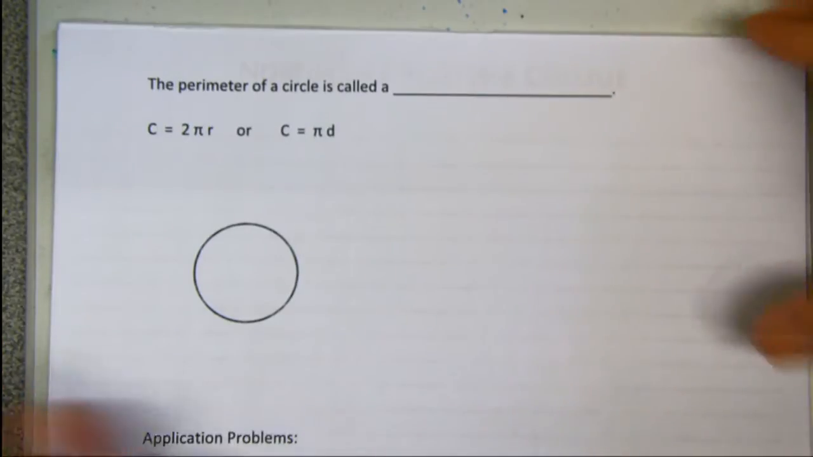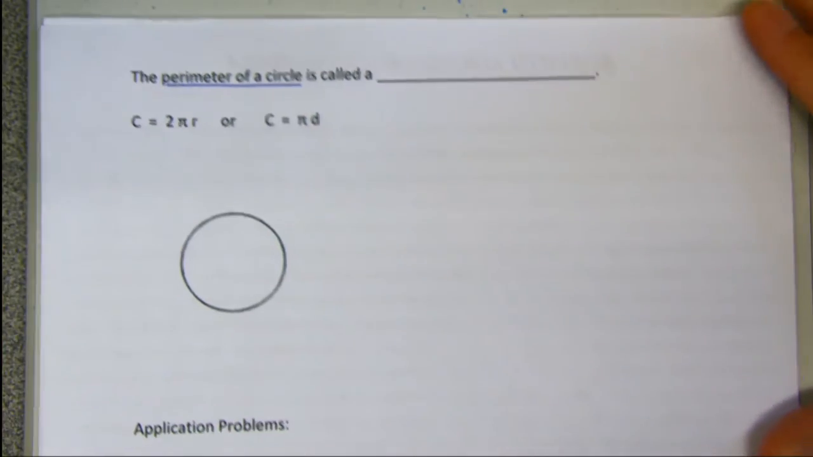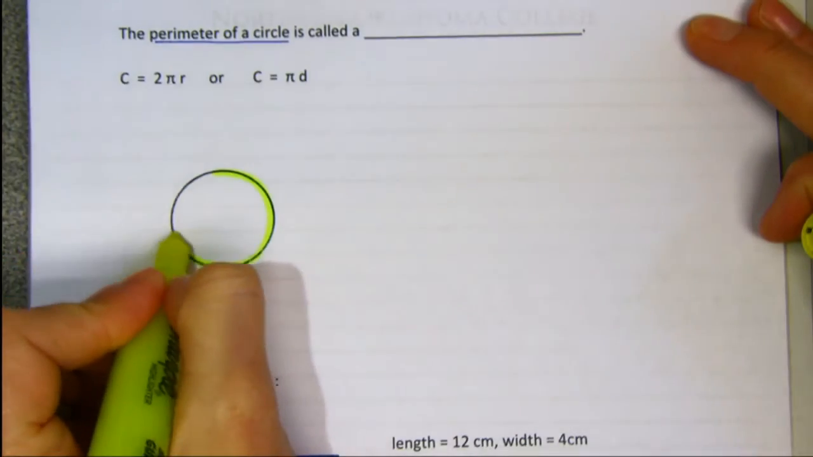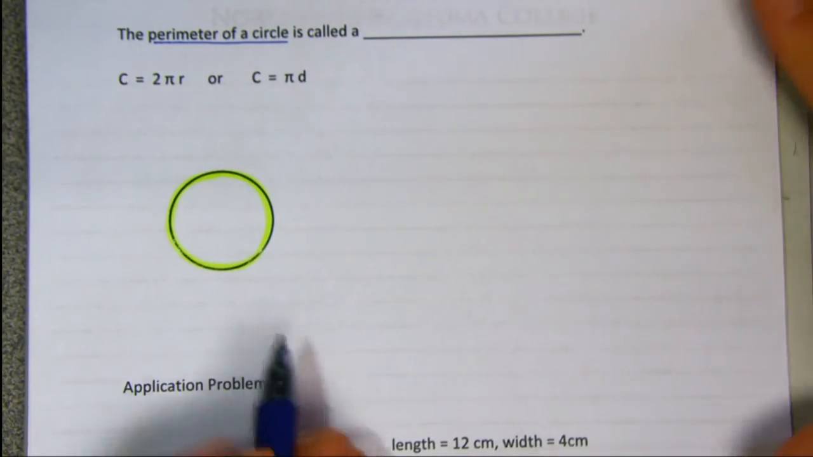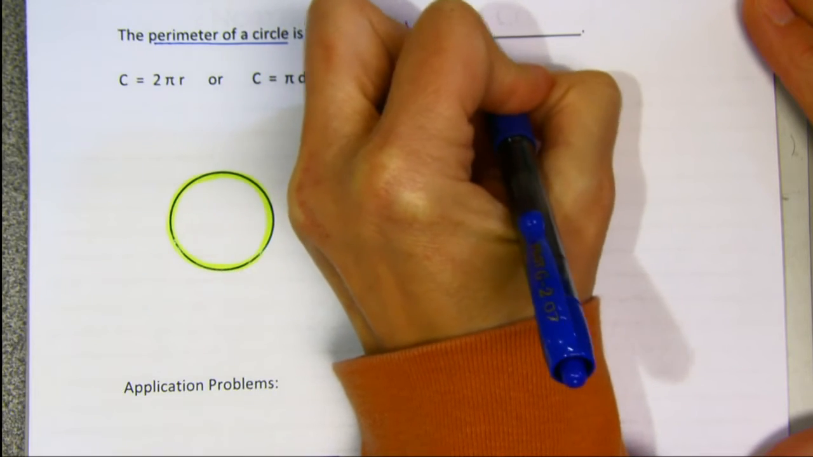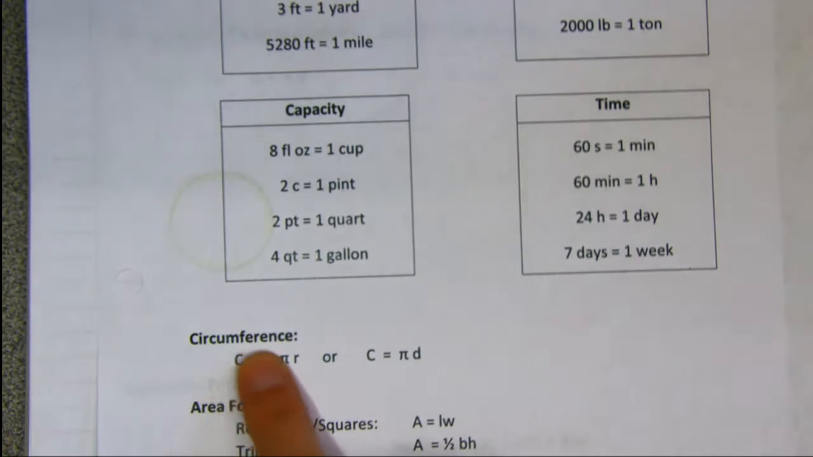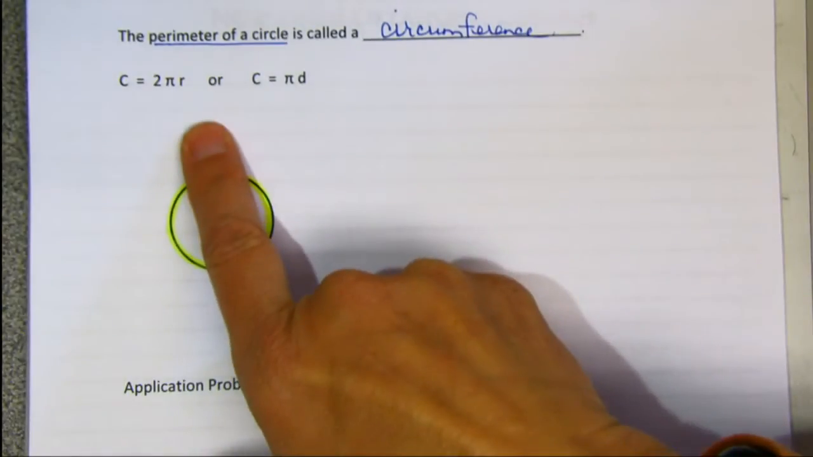Sometimes you want to know the distance around a circle. So if I wanted to take this circle, the distance around, although it's like perimeter, with a circle they call it the circumference. Now, these two formulas, circumference, okay, so that's the perimeter of a circle, they give you these formulas, which are the same as these formulas.